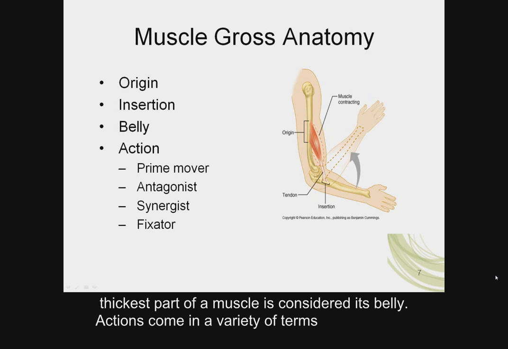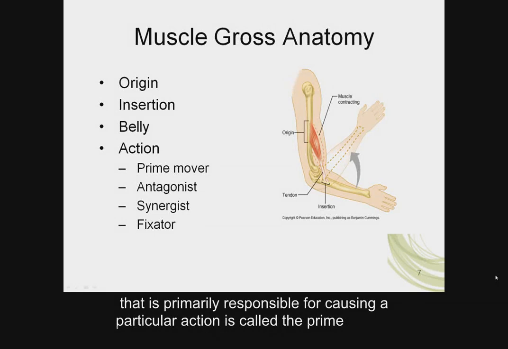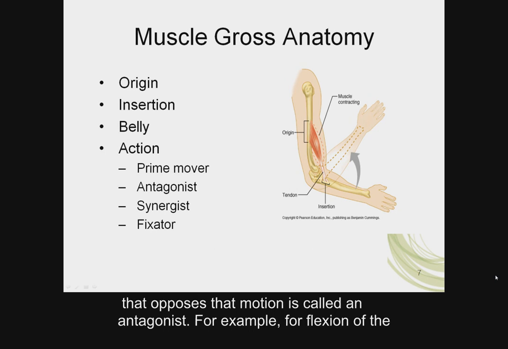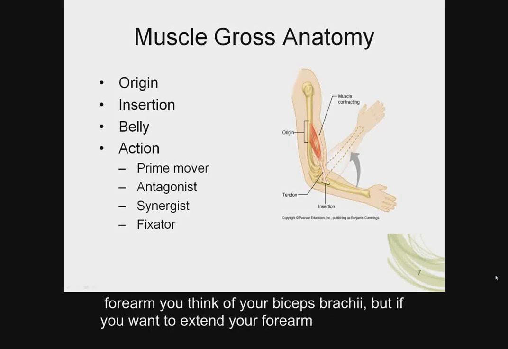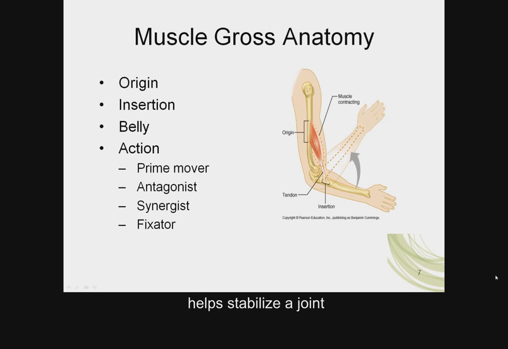Actions come in a variety of terms such as flexion, extension, opposition, abduction, and adduction, and the muscle that is primarily responsible for causing a particular action is called the prime mover. A muscle that helps with that movement is called the synergist, and a muscle that opposes that motion is called an antagonist. For example, for flexion of the forearm, you think of your biceps brachii, but if you want to extend your forearm, the antagonistic muscle would be your triceps brachii. A fixator is a muscle that helps stabilize a joint.